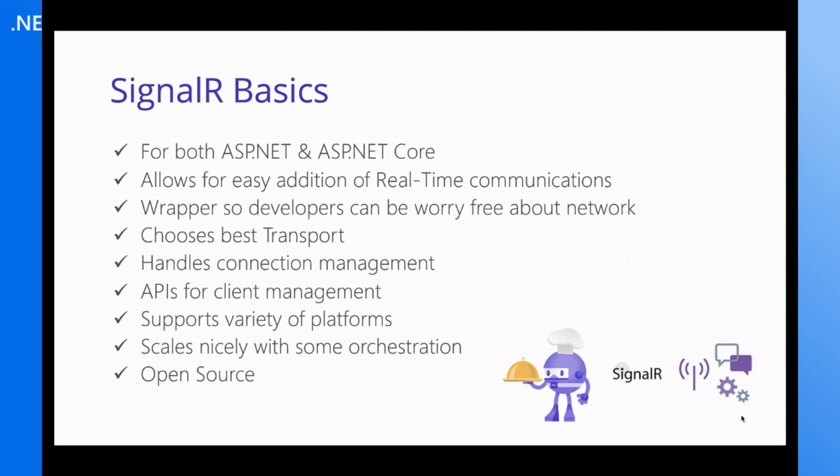So what is it exactly? It is an abstraction. So developers do not need to worry too much about the network. They can focus on their app's functionality, and the transport layer is where SignalR shines. And it'll choose the best transport given the client and the server pair. It has an extensive API, so you can manage clients, it has support for a lot of frameworks or platforms, and it's open source, right? So what's not to like, and it works on ASP.NET, and on ASP.NET Core.